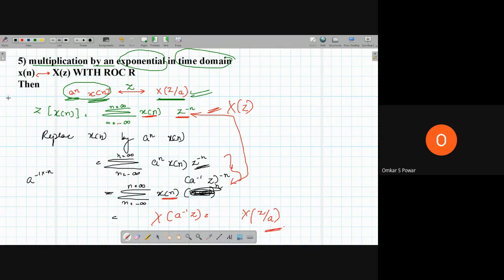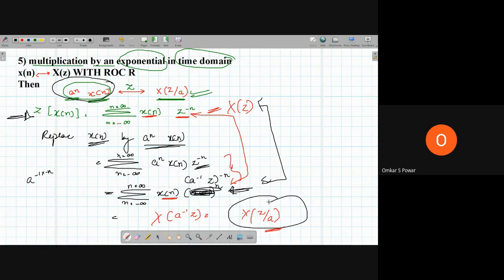It's just the way you simplify and arrive at the expression. So it's easy. What happens here? You have to prove that multiplication by an exponential in the time domain gives X of z by a. First you write the formula: Z transform of x of n is equal to summation n varies from minus infinity to infinity x of n z to the power of minus n. Then replace x of n by a to the power of n x of n, simplify, write it like this, and compare with this. These two you compare and you'll arrive at X of z by a.